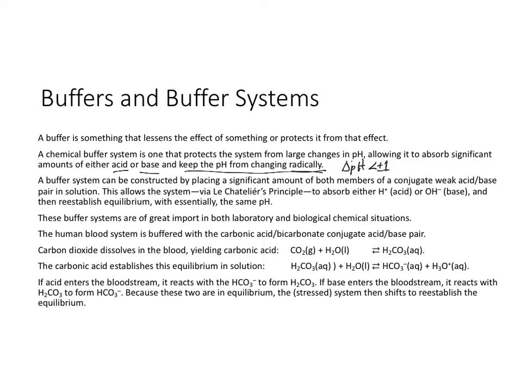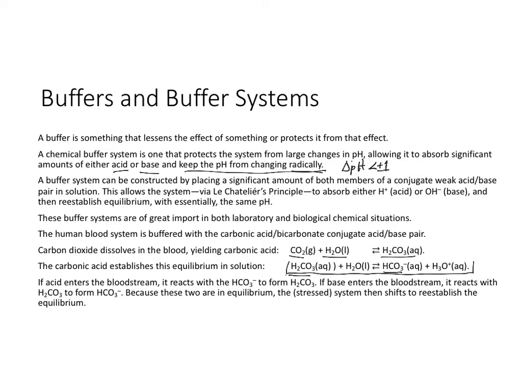For instance, our human bloodstream is buffered with the carbonic acid-bicarbonate system, which keeps our blood pH at about 7.35. The chemistry here is this: carbon dioxide dissolves in water, in our bloodstream, and we get carbonic acid. Then an equilibrium is established between carbonic acid and its conjugate base, the bicarbonate ion.